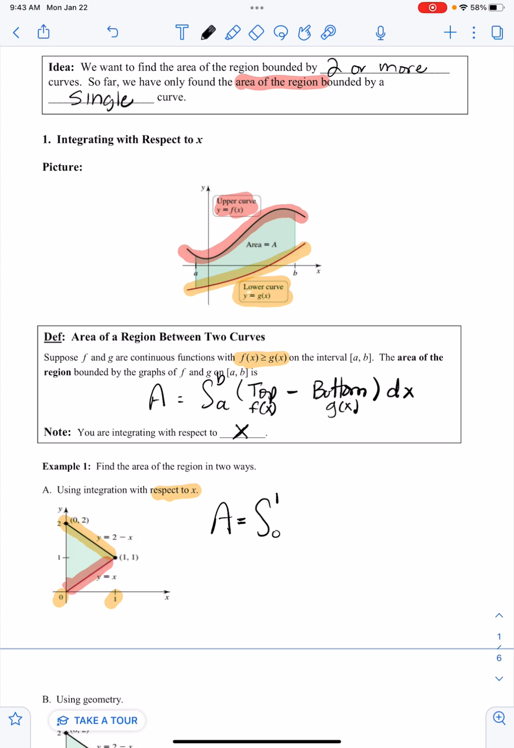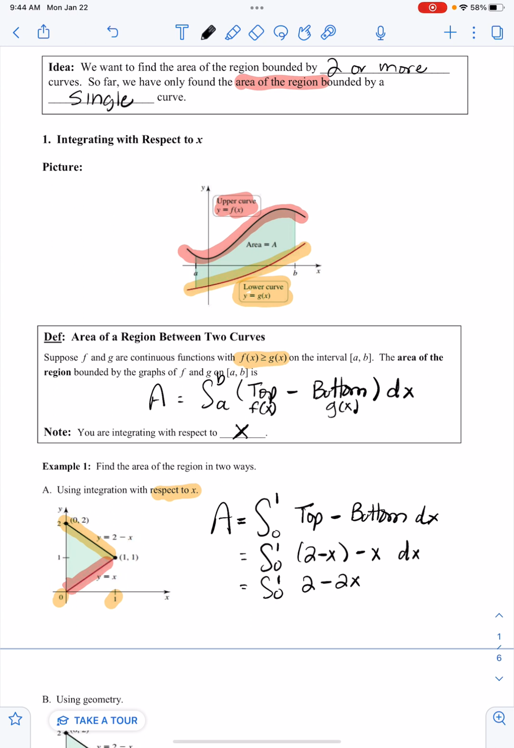So we are going to take our top function minus our bottom function, and in this picture everything is going to be about x. Our top function is 2 minus x, and our bottom function is x. Okay, don't forget your limit of integration. You put this all together, and we have a nice, easy thing to integrate. We have the line of 2 minus 2x.